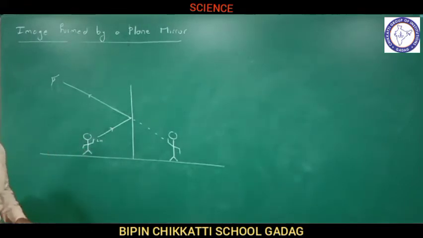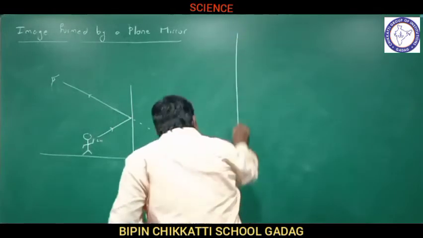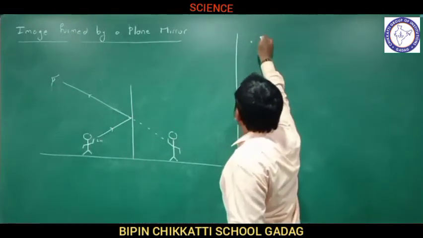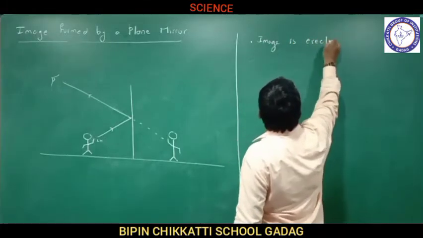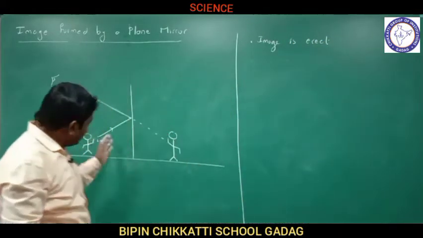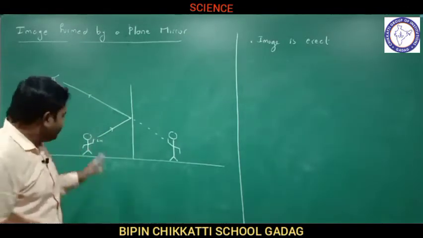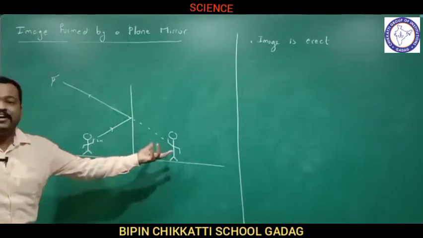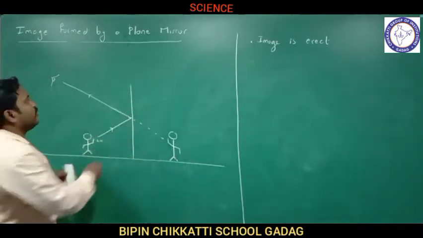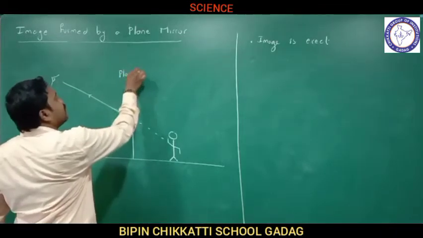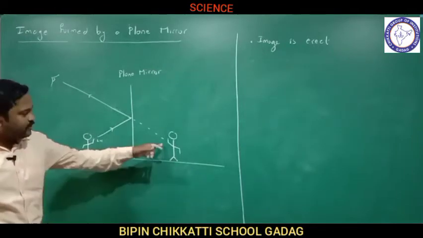So one thing you need to understand here is the size, and how actually the image is formed. First of all, let me tell you the characteristics of the image. The image is erect. You can see the image in the mirror upright. The image will be like this, it will not be in the reverse way. So what is the image formed by the plane mirror? This is the plane mirror that you use at your home.